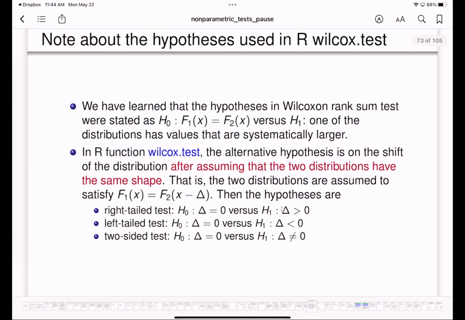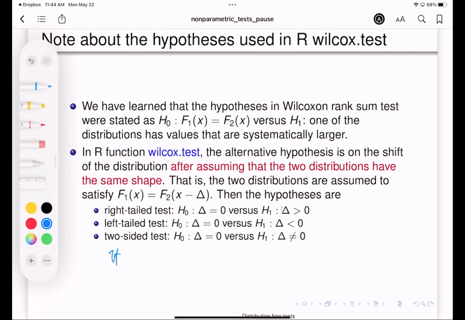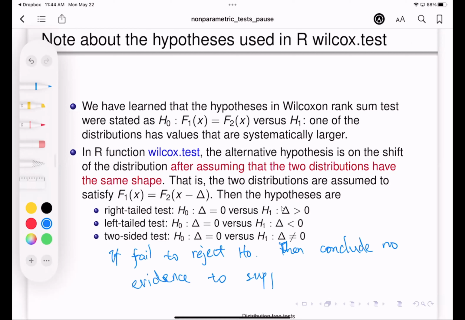So what will happen in this case if you fail to reject the null hypothesis? Then you can conclude there is no evidence to support delta not equal to 0. No evidence for that.